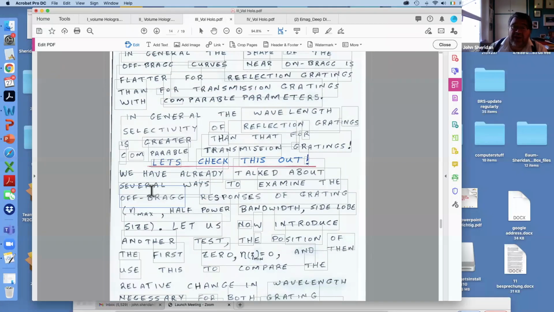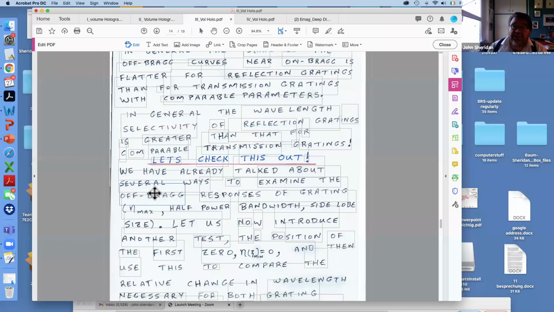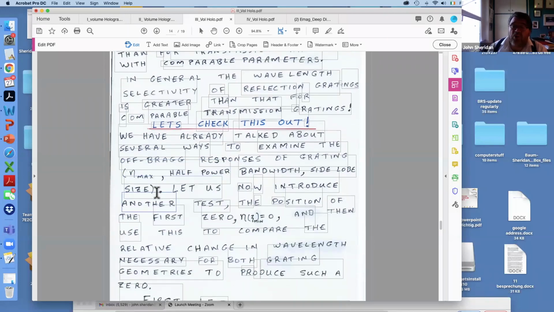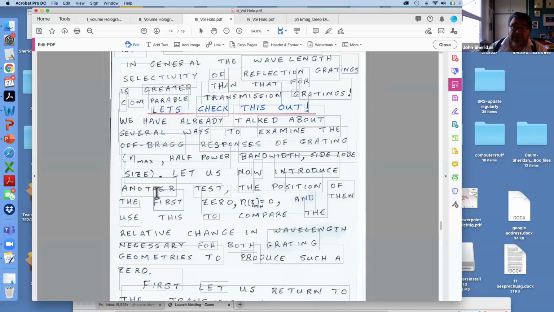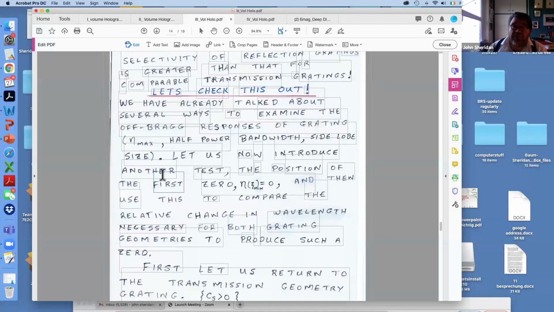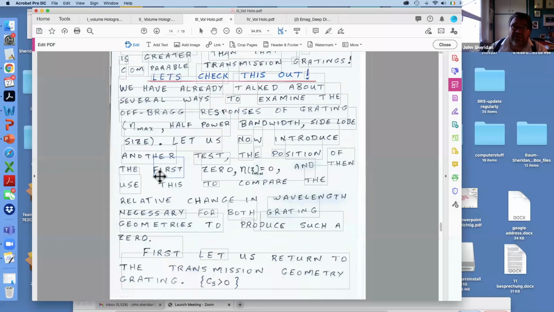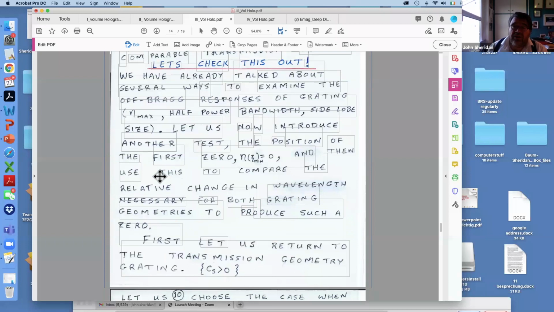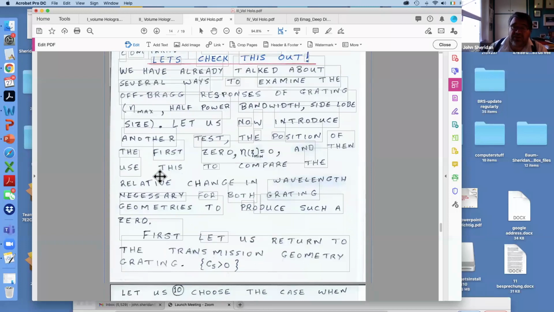In general, the wavelength selectivity of reflection gratings is greater than for comparable transmission gratings, so they let through a narrower band of wavelengths. They diffract the light over a narrow band of wavelengths. And you can just check this out. We've already talked about several ways to examine the off-Bragg response of gratings: the diffraction efficiency, the half power bandwidth, and the side lobe size. Let us now introduce another test, the position of the first zero.